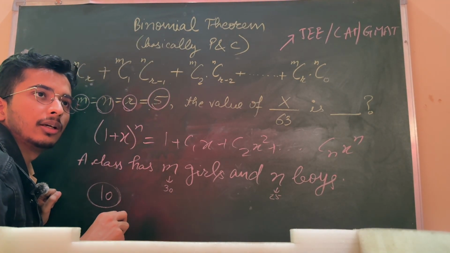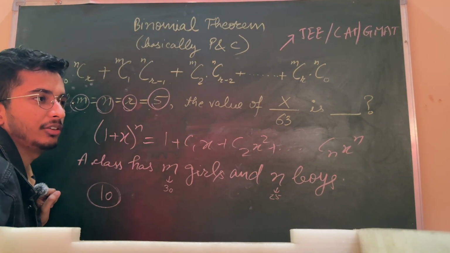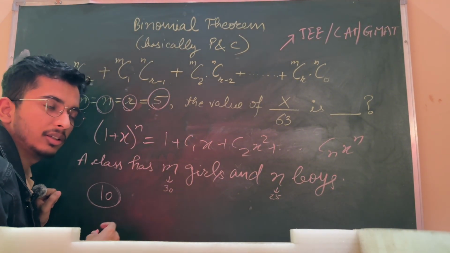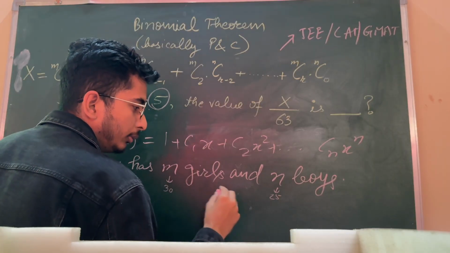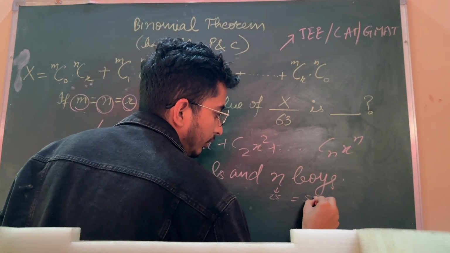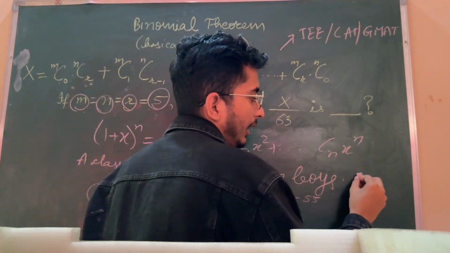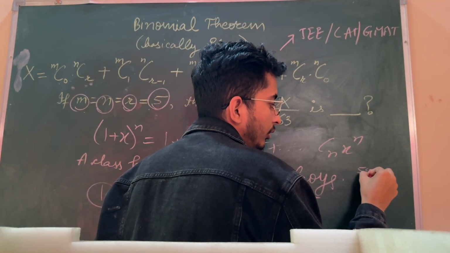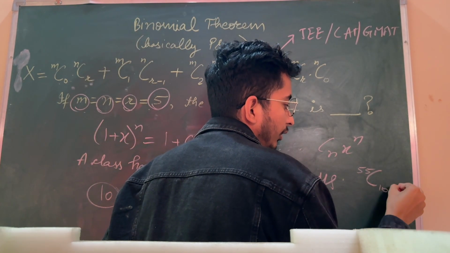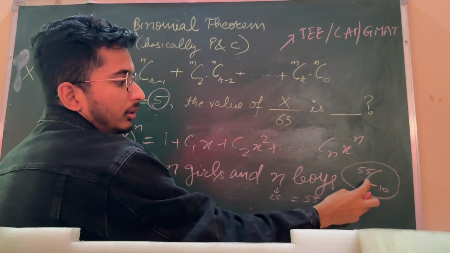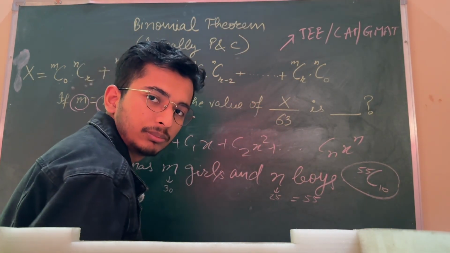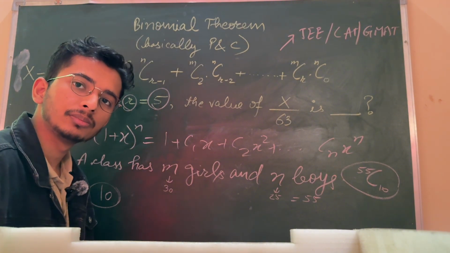What are the different ways that she can select 10 students out of these? How many are there? 55 students. So one way is that she will select 10 students out of 55, which is 55C10. I hope this is clear.